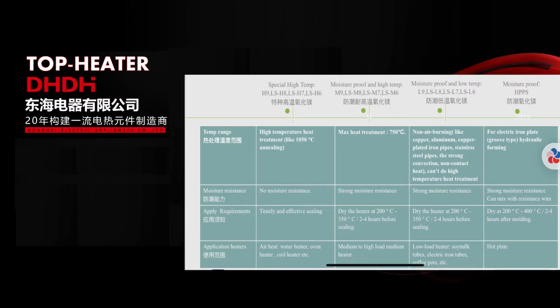As you can see, we have 4 categories. The first one I'm going to introduce is special high temperature. We have H9, H8, H7, H6 here. Please look at the temperature range. If the heat treatment temperature range is different, then the category will be different. This H series is mainly for heaters that need to go over 1050 degree annealing.